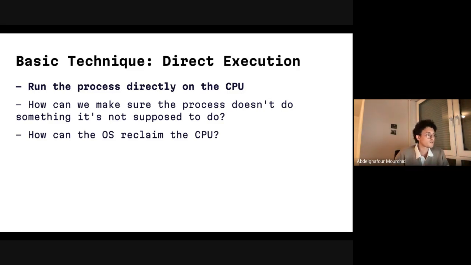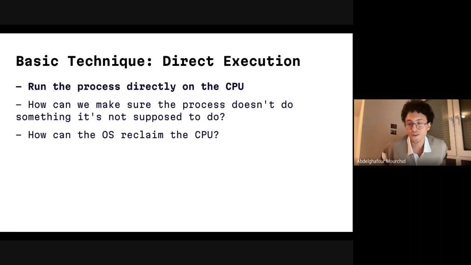How can we make sure the process doesn't do something it's not supposed to do, and how can the OS reclaim the CPU? Now, when we give the process the CPU to execute, what's the guarantee that the process is gonna give it back to the OS? What's the guarantee that the process is not gonna take the resource for an unlimited amount of time? How can the OS keep control? So now how can the OS reclaim the CPU?